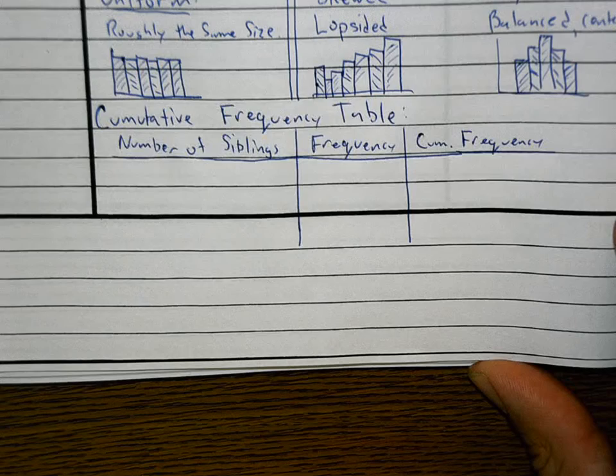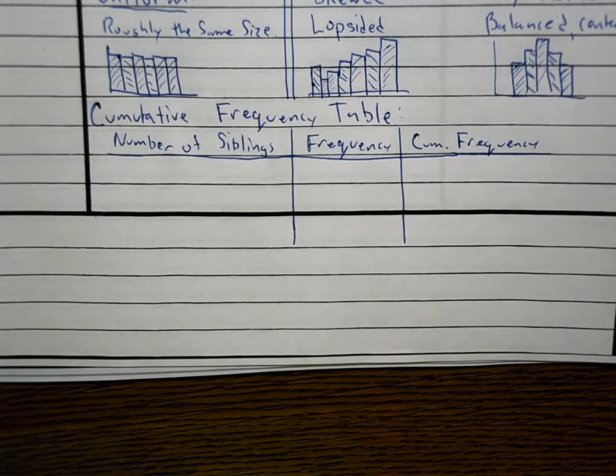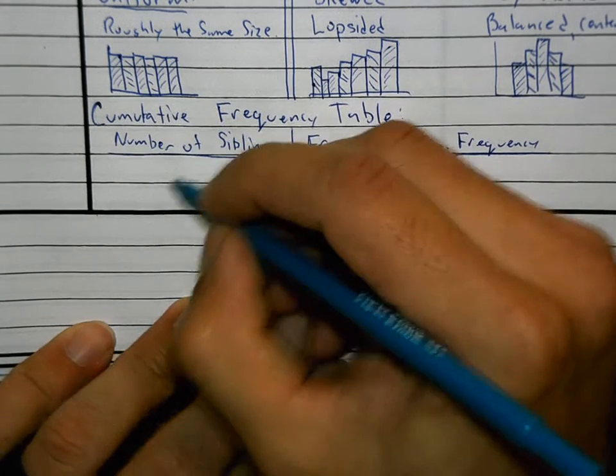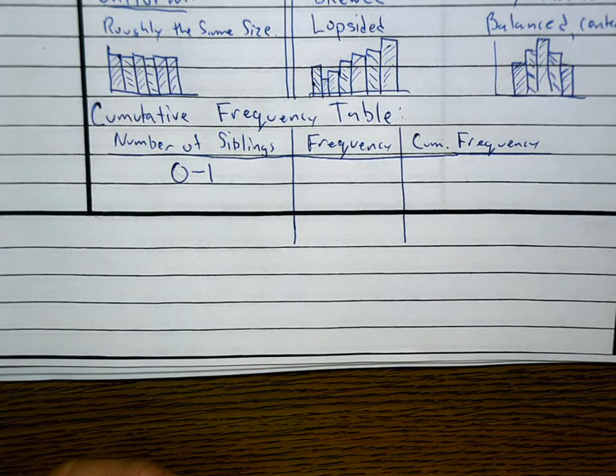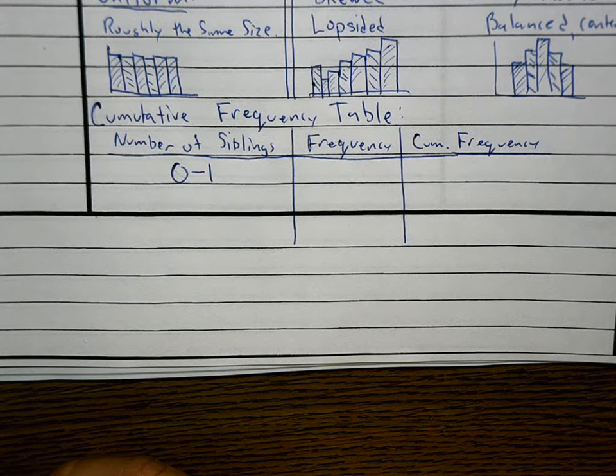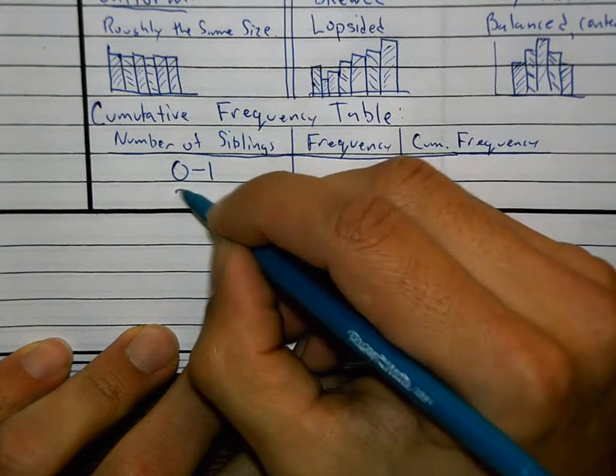I'll give you an example. Let's do some categories here. 0 to 1. You have 0 siblings. You have 1 sibling. If you don't know what a sibling is, that means a brother or a sister, or even a half-sister. We can count those. Or a step-sister or step-brother. Those count. I'm sure they affect your life somehow. Okay. 0 to 1. 2 to 3.